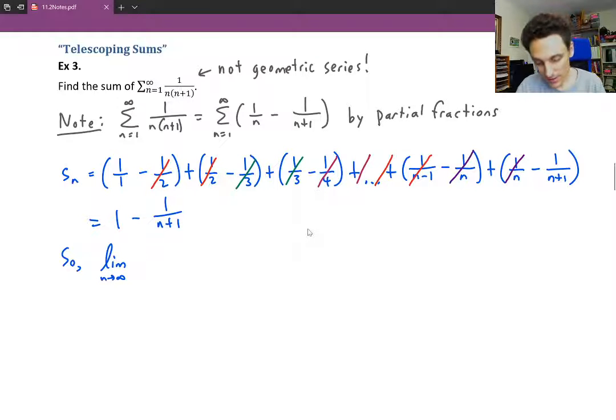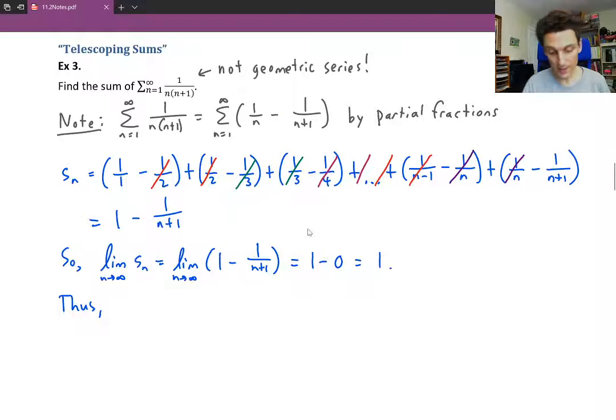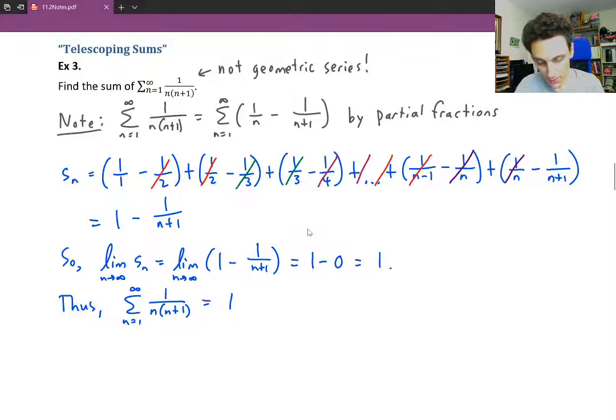So now we're going to take the limit of the partial sums. When we do this, the fraction will go to 0, so we'll just get 1 minus 0, which is 1. And thus, the series will do the same thing. It's going to approach 1 as well. So the series, as n goes from 1 to infinity, of 1 over n times n plus 1 will equal 1 as well. The series does whatever its partial sums do as n goes to infinity.